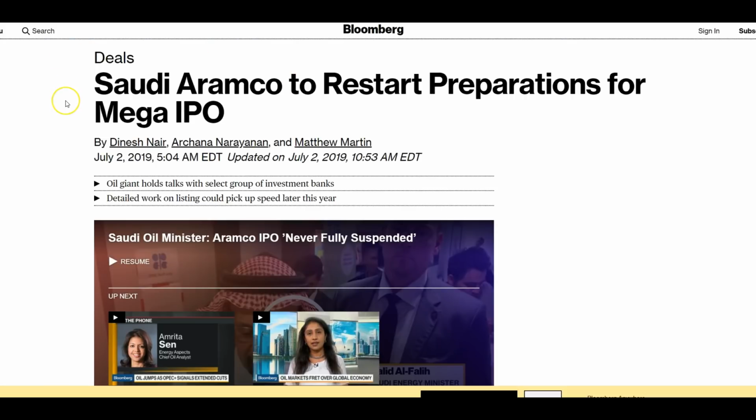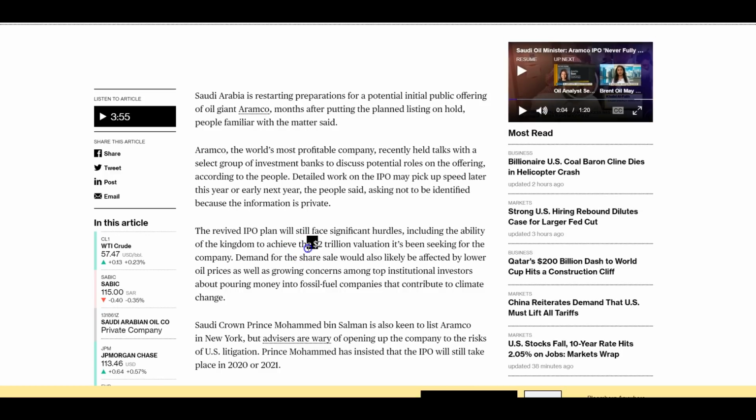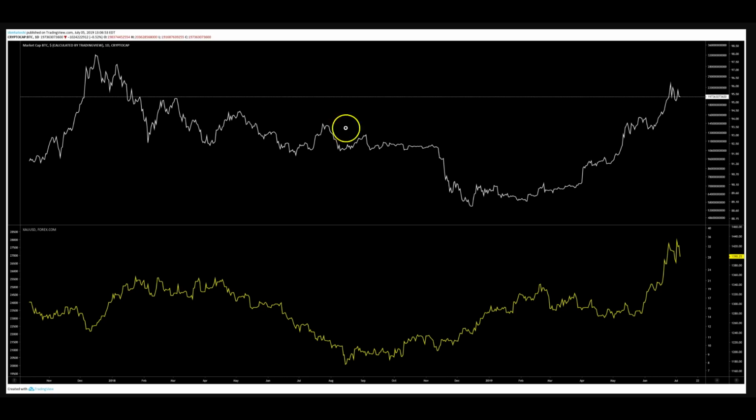And then something else to consider is how this Aramco IPO will affect crypto, if it'll sort of suck liquidity worldwide. They're expecting some ridiculous number. What is it, like a 2 trillion valuation? So it'll be interesting to see if that does anything at all.